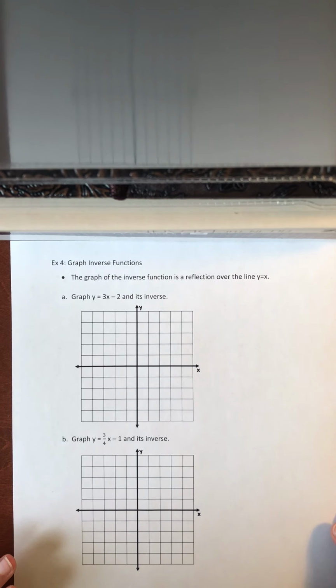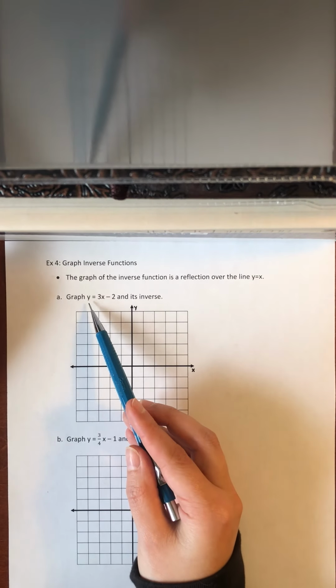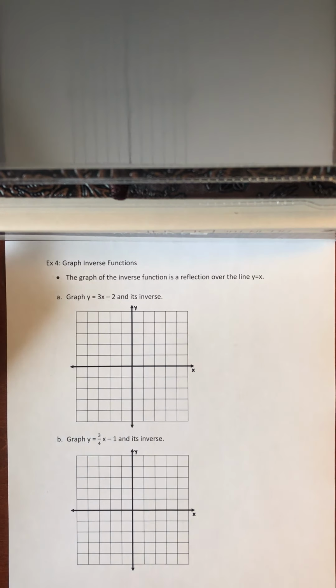Okay, last example, we're going to be graphing inverse functions. So I'm actually going to use a pen for this. I'm going to use 2 different colors. The first thing I'm going to do is find the inverse of this function. So y equals 3x minus 2.